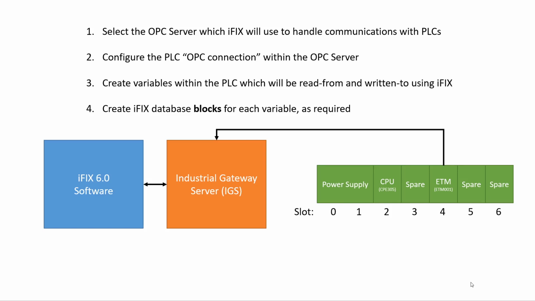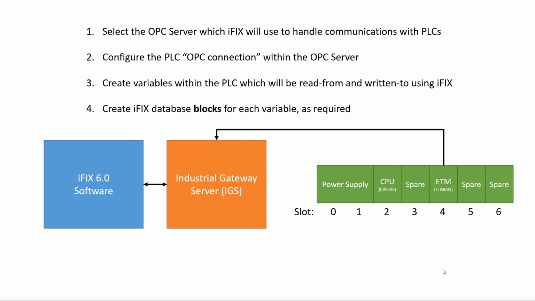This video is developed to demonstrate how to use iFIX 6.0 to communicate with an Emerson RX3i PACSystems Controller. In particular, in our hardware configuration, we have a 7-slot rack with a power supply occupying the first 2 slots, then our CPU, which is an IC695 CPE 305, followed by a spare slot, and then an ETM, which is a network module card, so the IC695 ETM001, followed by 2 spares.